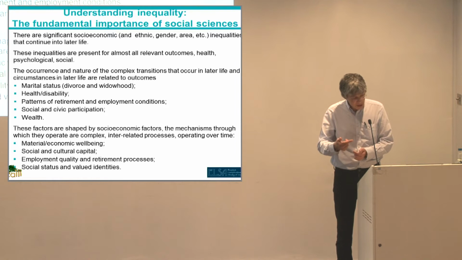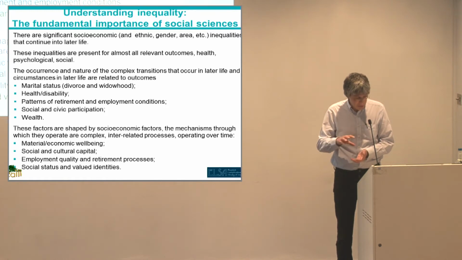But then the processes, the socioeconomic processes that drive them, are also highly complex. Interrelated processes. They're not a single discrete process. So I've identified some that I think are particularly important in later life: material, economic well-being, social and cultural capital, employment quality and retirement processes, and social status and valued identities.